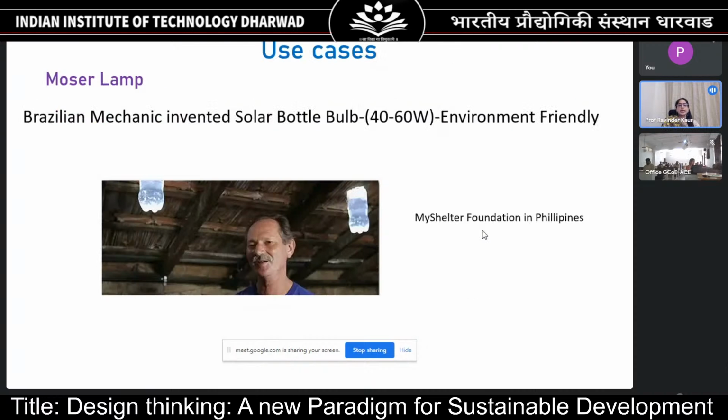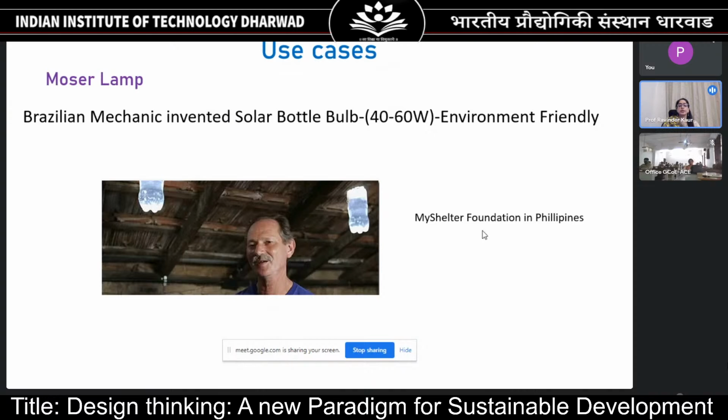Coming to the use cases. Now, a Brazilian mechanic by the name of Moser invented these plastic bottle bulbs, which revolutionized life in underdeveloped countries like the Philippines and Indonesia, where in the rural areas there was a lack of electricity, and there was no means to give them power.